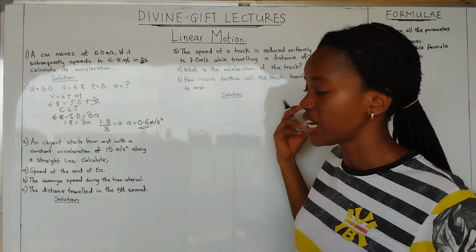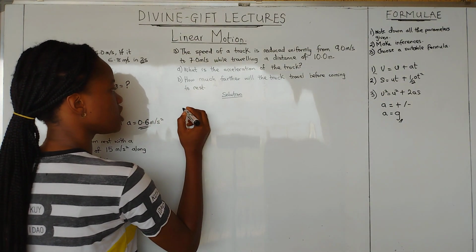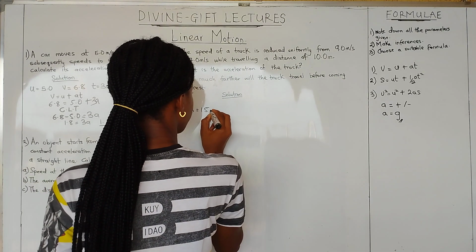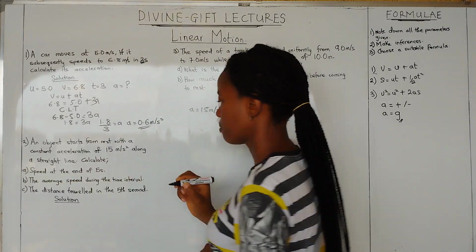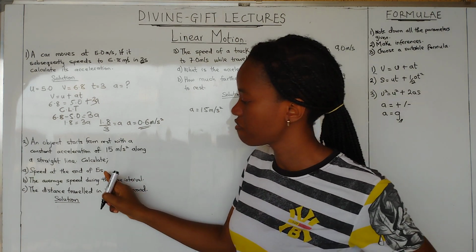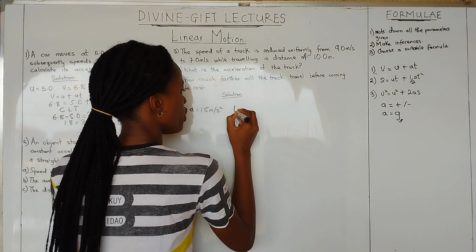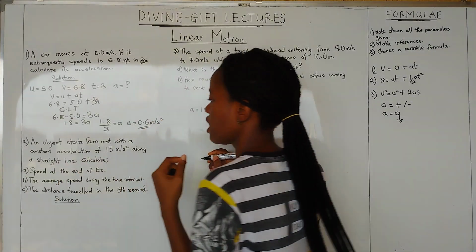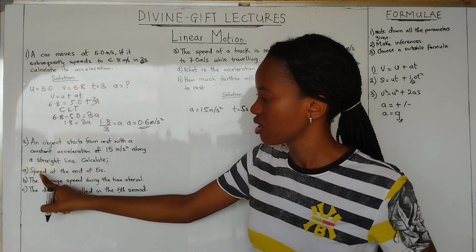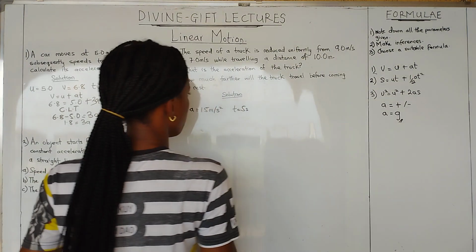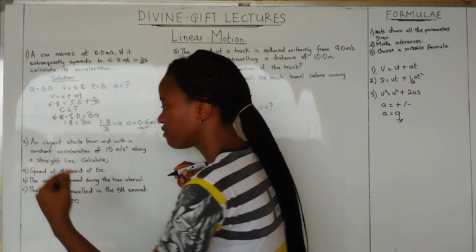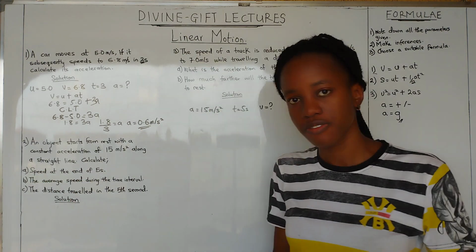Now an object starts from rest with a constant acceleration of 15 meters per second square. So we are going to follow that 3-step process, and we are going to be taking note of the parameters we are given. The said acceleration is what? 15 meters per second square along the straight line. Calculate the speed at the end of what? 5 seconds. So the time we are given is 5 seconds. And for question number 2A, they said what? Calculate the speed. So it's the speed you are looking for. Remember, we always also take note of what we are asked to look for. So we are looking for final velocity because they said speed at the end, that's final velocity.